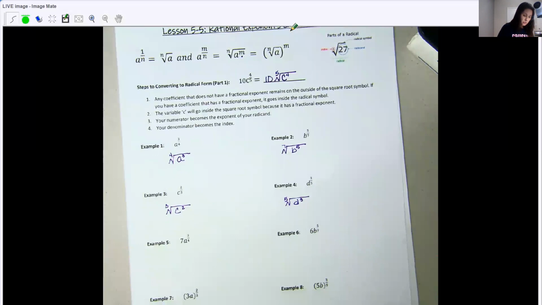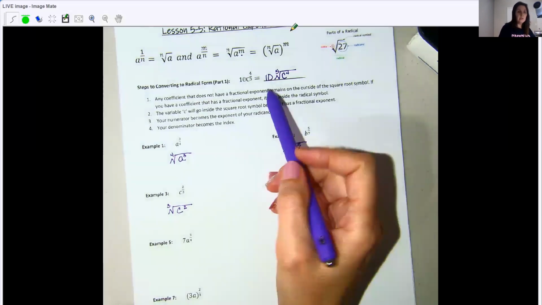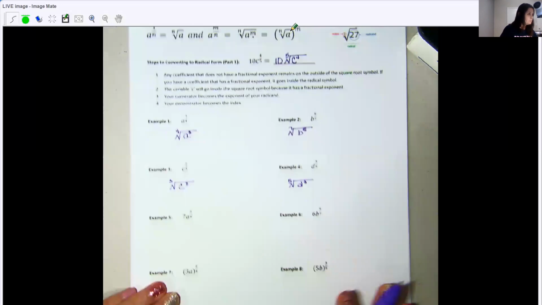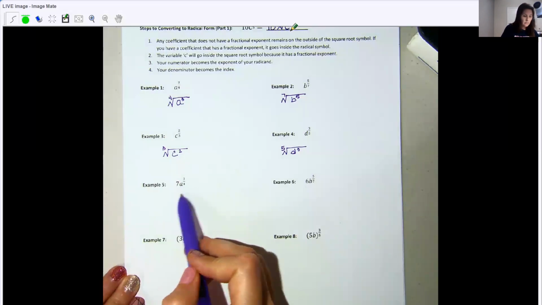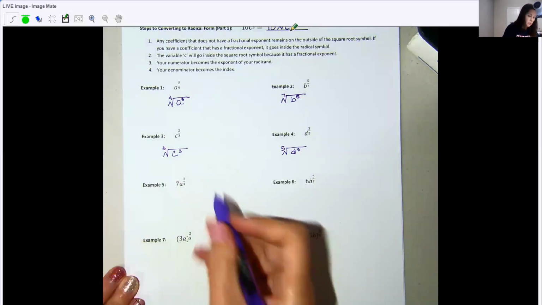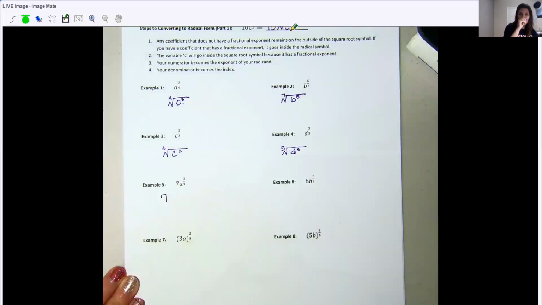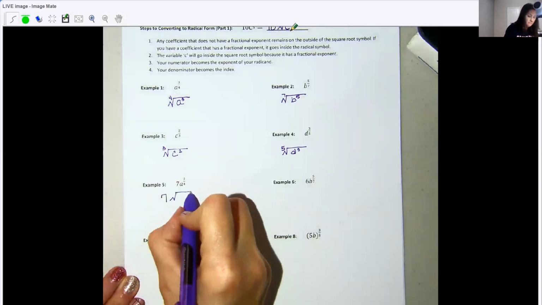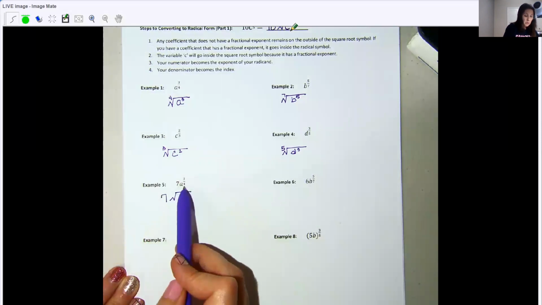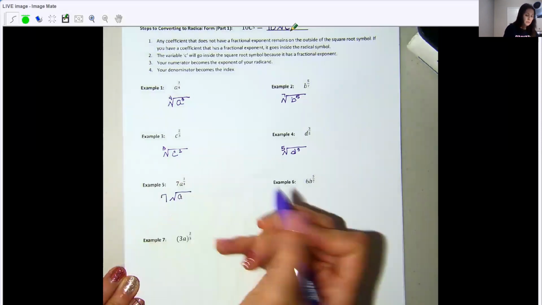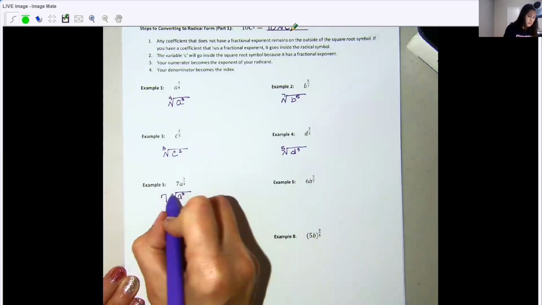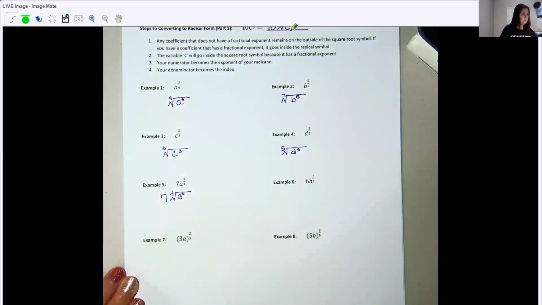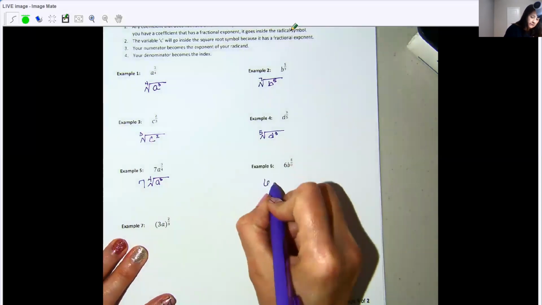Okay, examples 5 and 6 are very similar to the example that we did up here at the top. Okay, so because my coefficient does not have an exponent to it, it is going to stay on the outside of my radical symbol. And then I'll do that. A has a fractional exponent, so it's going to go inside the square root symbol. My numerator becomes my exponent. My denominator becomes my index. All right, example 6, same process.